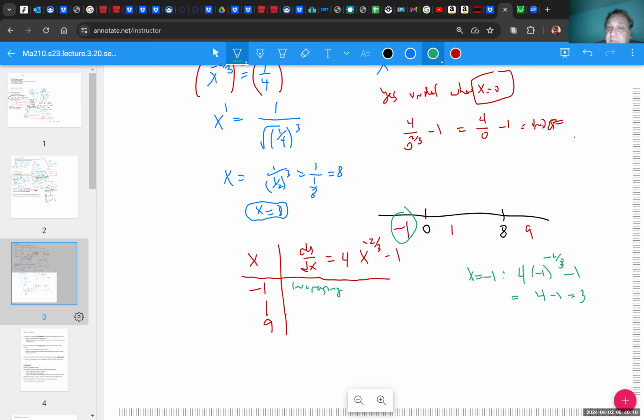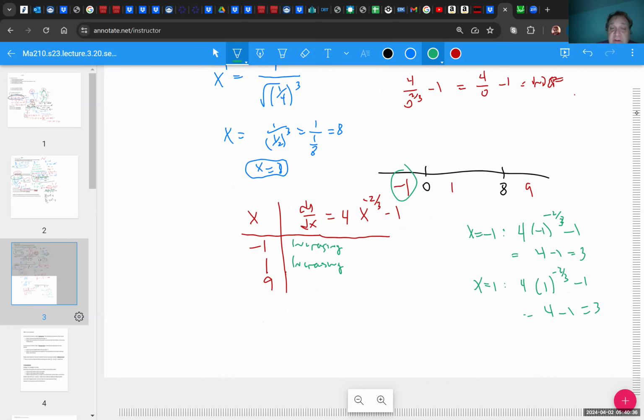And then at x equals +1, I get 4 times +1 to the negative 2/3 minus 1. +1 to the negative 2/3 is also +1. So this is 4 minus 1, so it's also 3. So this is also increasing. Bet you didn't expect that, right? Because usually we have increasing and then decreasing, like it switches. Let's see if it does switch for 9.